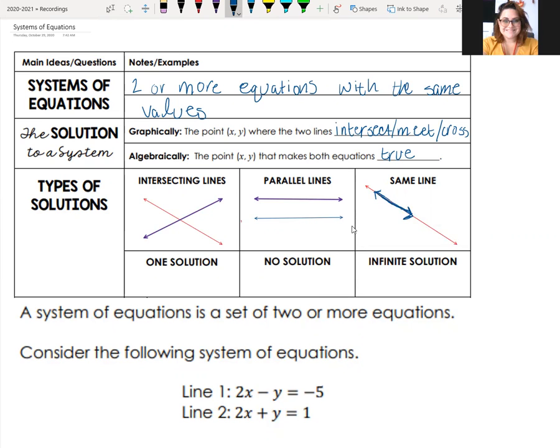If we only have the one solution because lines intersect, then that is my solution. So it would be the point x comma y, which we could say is going to be like -4 comma 3 or -12, 24. It's whatever point it is that they cross at. No solution is pretty simple. And infinite is also kind of simple. It's infinitely many solutions.